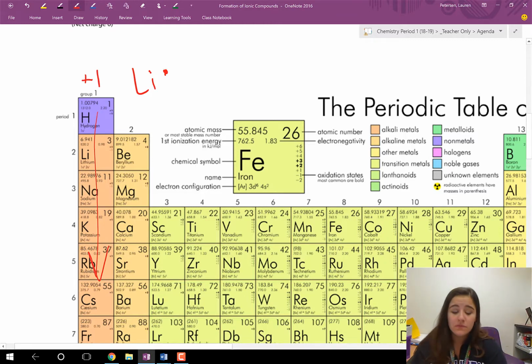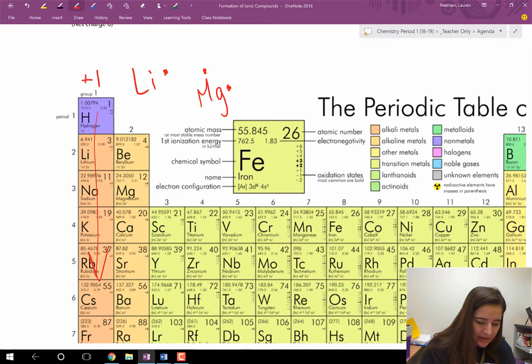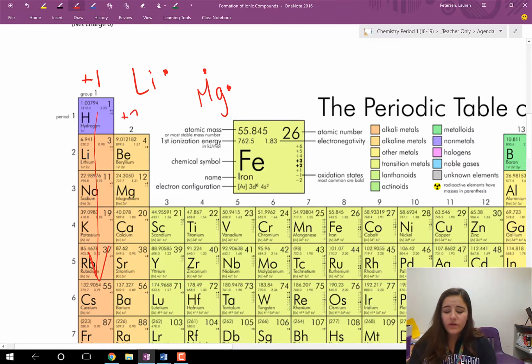Group 2 elements have 2 valence electrons, like magnesium. Magnesium has 2 valence electrons. That's what its dot diagram looks like. So it's always going to want to lose those 2 and have a +2 charge. The transition metals are weird, that whole middle chunk of the periodic table. So we just skip them.